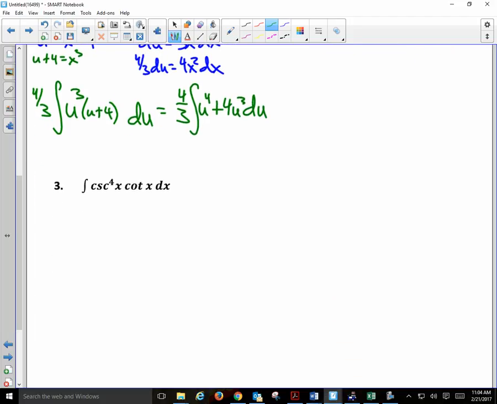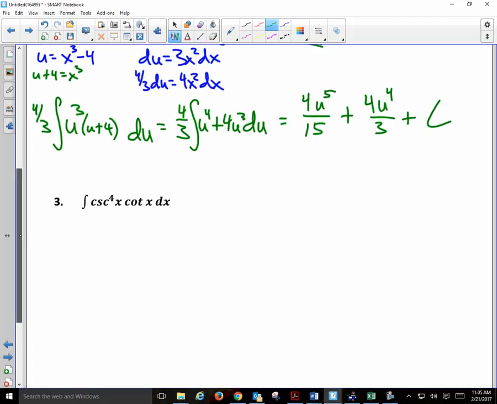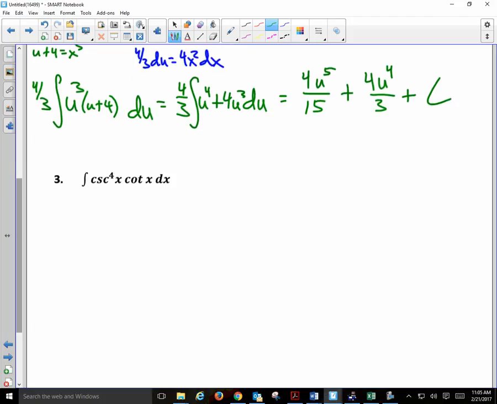And I take the antiderivative of u to the 4th. U to the 5th over 5. So we're going to have 4u to the 5th over 15. We distribute our 4/3. And then the antiderivative of 4u cubed. U to the 4th. So 4u to the 4th over 3 plus a constant. And it looks like my substitution is x cubed minus 4. So 4 times x cubed minus 4.